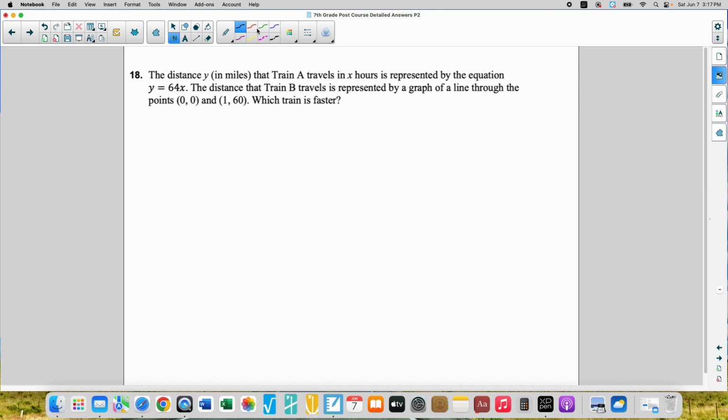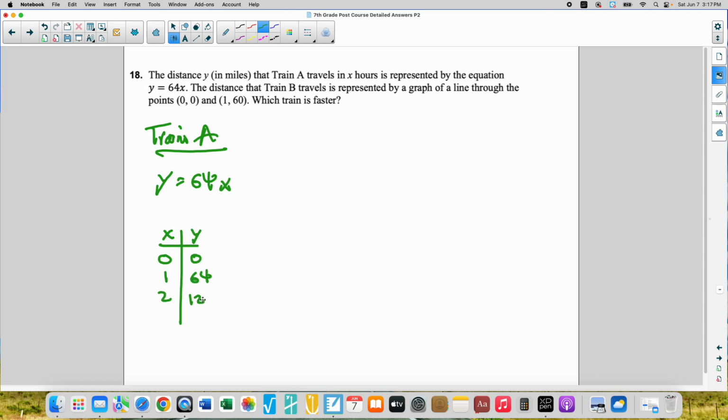So when you take your first train A in the equation y equals 64x, x represents hours, y equals distance. After 0 hours, you go 0 distance. 1 hour, you go 64 miles. 2 hours, you go 128 miles. And then technically, if this is the unit rate, it is going to be 64 miles in 1 hour.